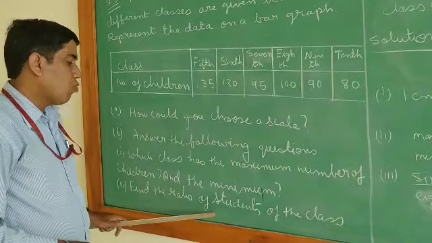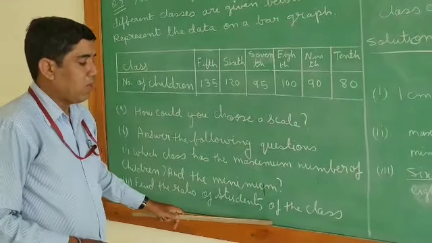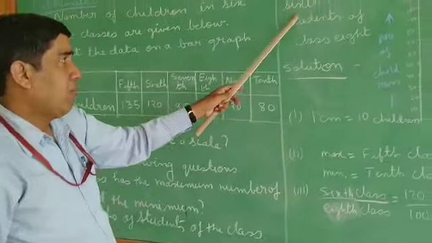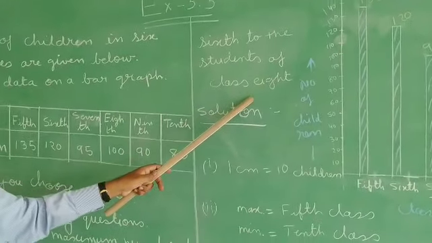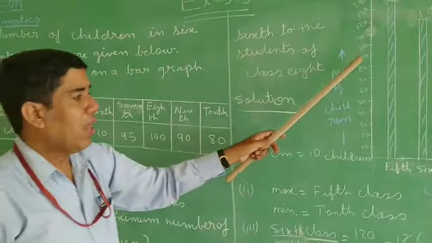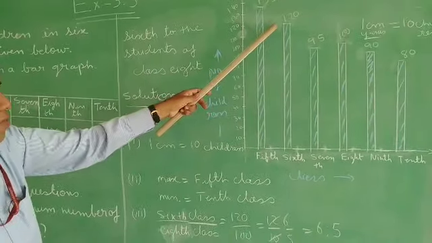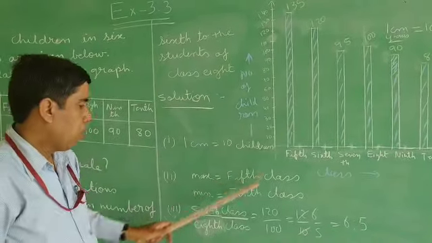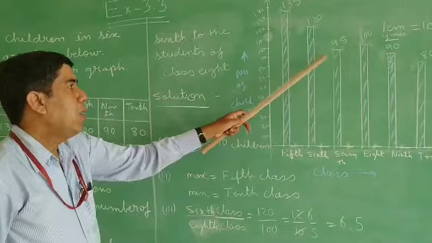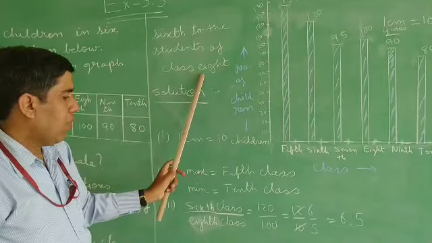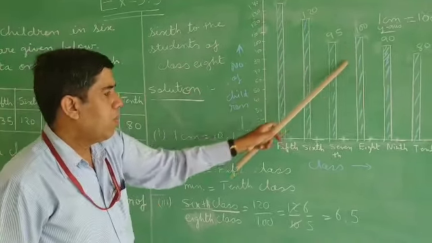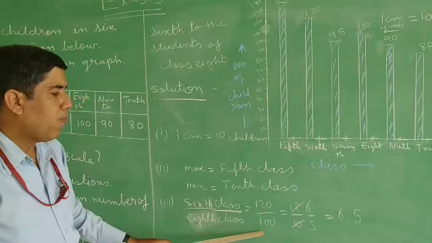Now, find the ratio of the students of class 6 to class 8. So, what is the class 6 population? Class 6 students are 120. So I wrote 120, and class 8, how much is there? It is 100. So, 120 upon 100.